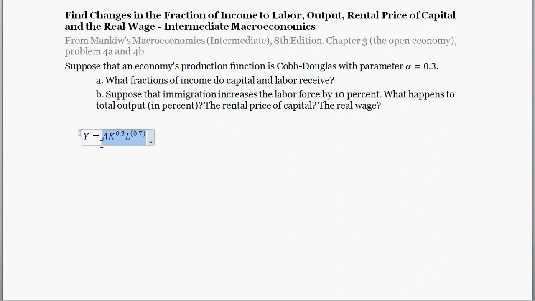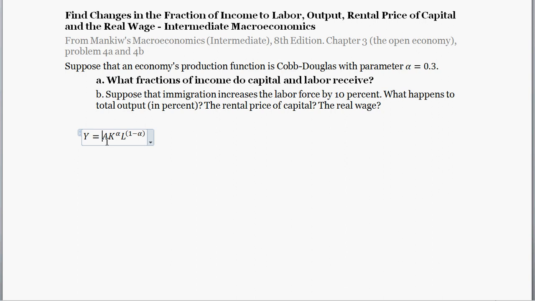So this is the production function we're dealing with. In solving this problem, it's nice to stay general, so I'm going to leave in alpha above K and 1 minus alpha above labor, just because it's nice and easy. So the first question here asks, what fractions of income do capital and labor receive?